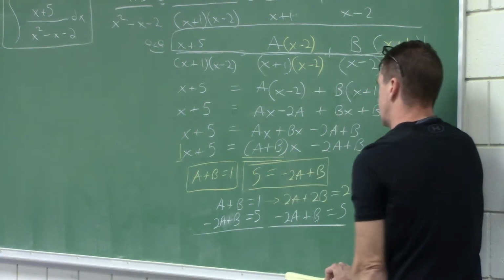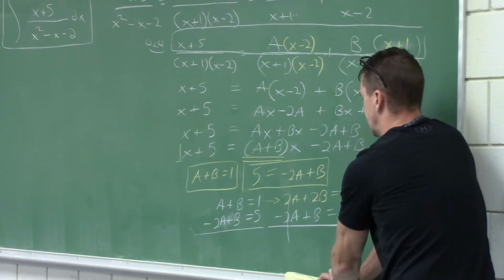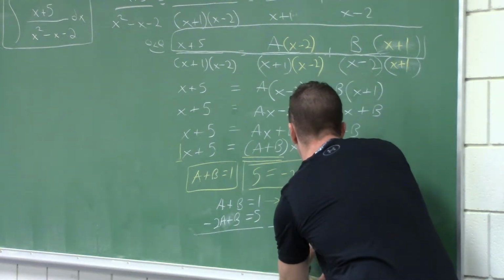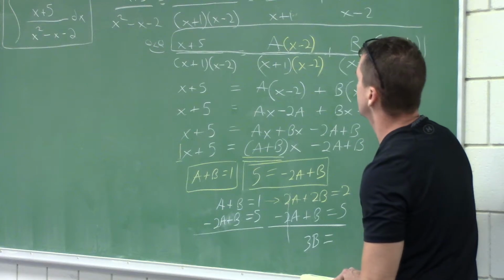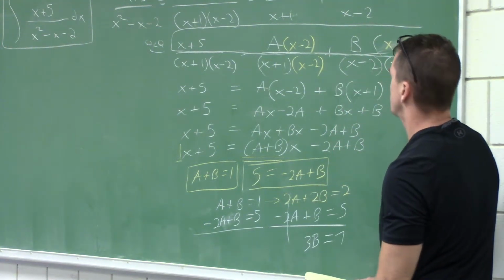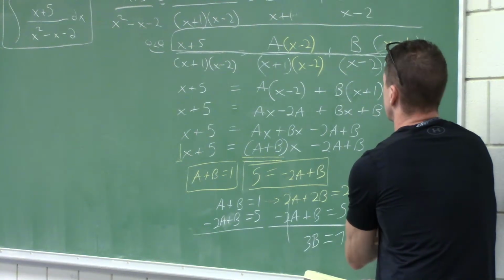Okay, add down. What's 2a plus negative 2a? 0. What's 2b plus b? 3b. And what's 2 plus 5? 7. So what's b equal to? 7/3.